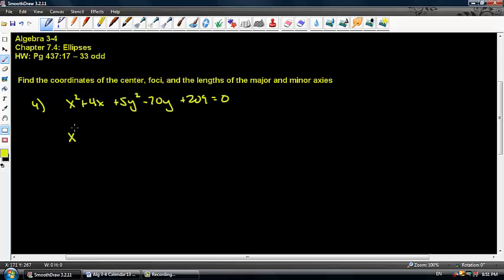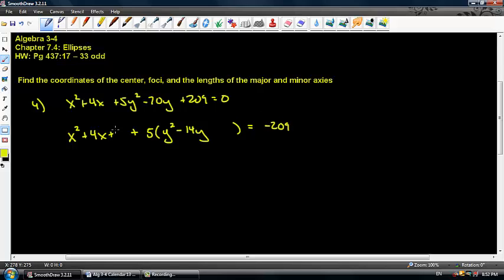So what I'm going to do is separate this out. X squared plus 4x. Leave yourself some space. I'm going to do a couple things at the same time here with the y side. I'm going to factor out a 5, leaving me with y squared minus 14y. I'm going to leave myself some space again, equals negative 209. So what I've done is I've separated out the x's and y's, left myself some space here with the x's, factored out a 5, and subtracted 209 all at the same time.